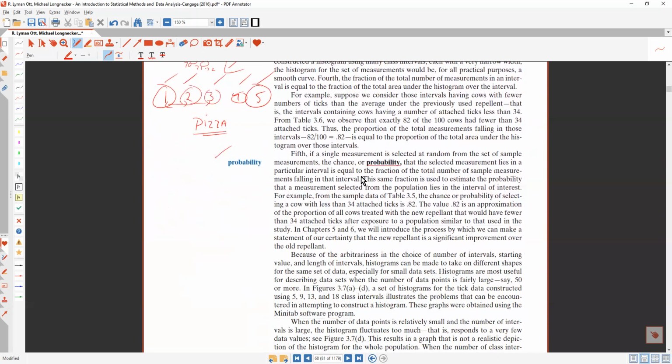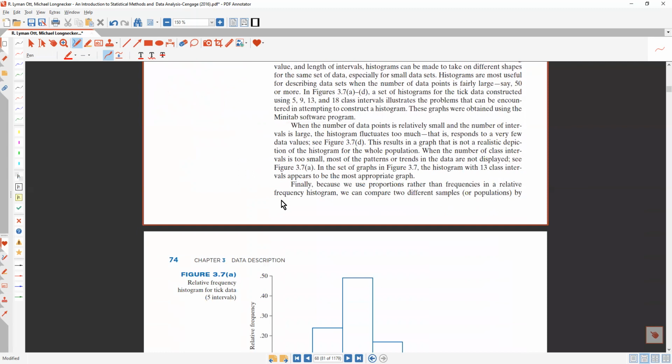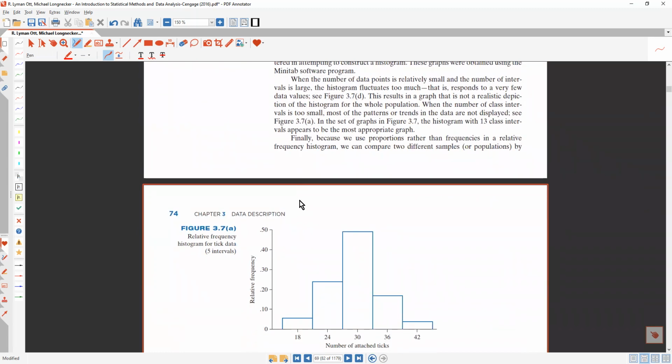Okay, the book talks about probability here. We will be talking about probability a lot as we go on. So you can read what the book has to say there, but there isn't that much information, and we'll wait until we talk about probability.